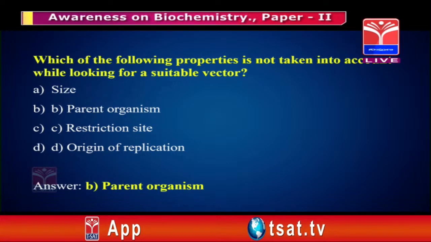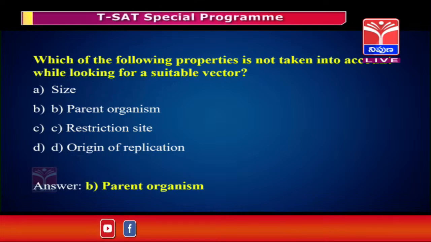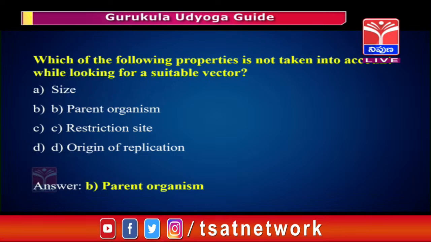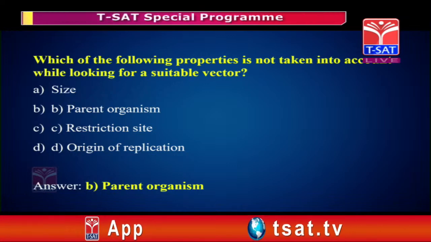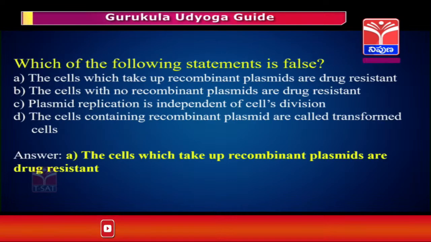So, here out of all the 4 options given, one is not taken into account. Again, one has to read the question properly. We are not bothered in which parent organism the vector is being expressed, but one has to bother about the carrying capacity, size, restriction and ORI sites for the vector design.